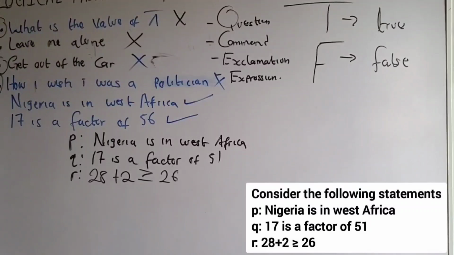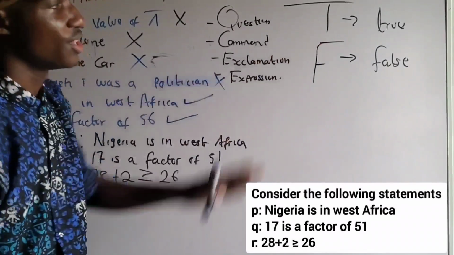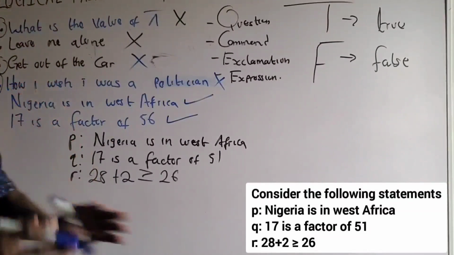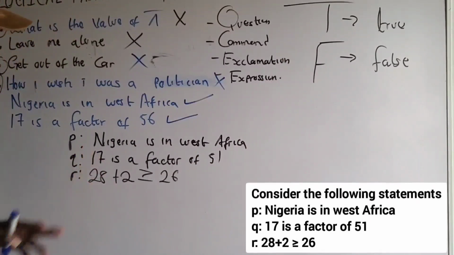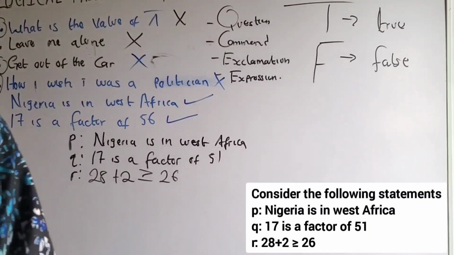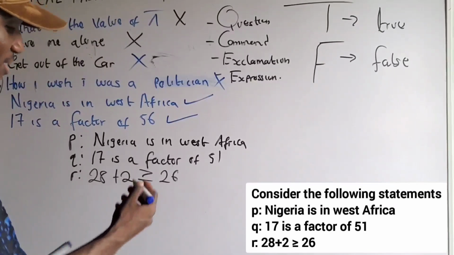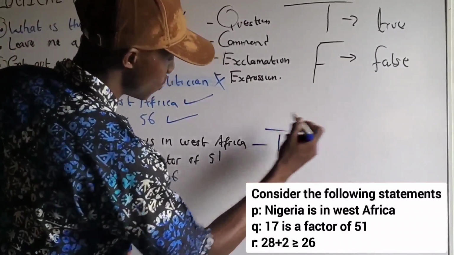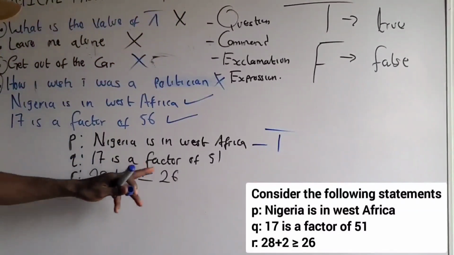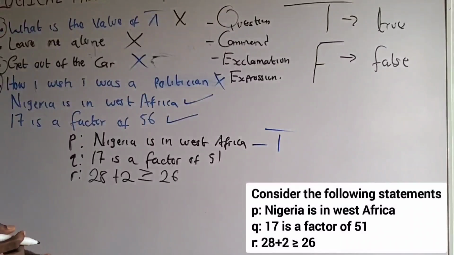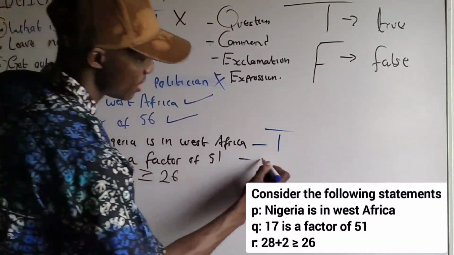Now, listen to me. I want to emphasize what I just explained. If the statement is true, we denote it as capital letter T. Now, let's consider P: Nigeria is in West Africa. Is it true or false? Where is Nigeria located? Yes, Nigeria is in West Africa. That means the statement is true. What of Q, 17 is a factor of 51? Well, it is true. So this is also true.